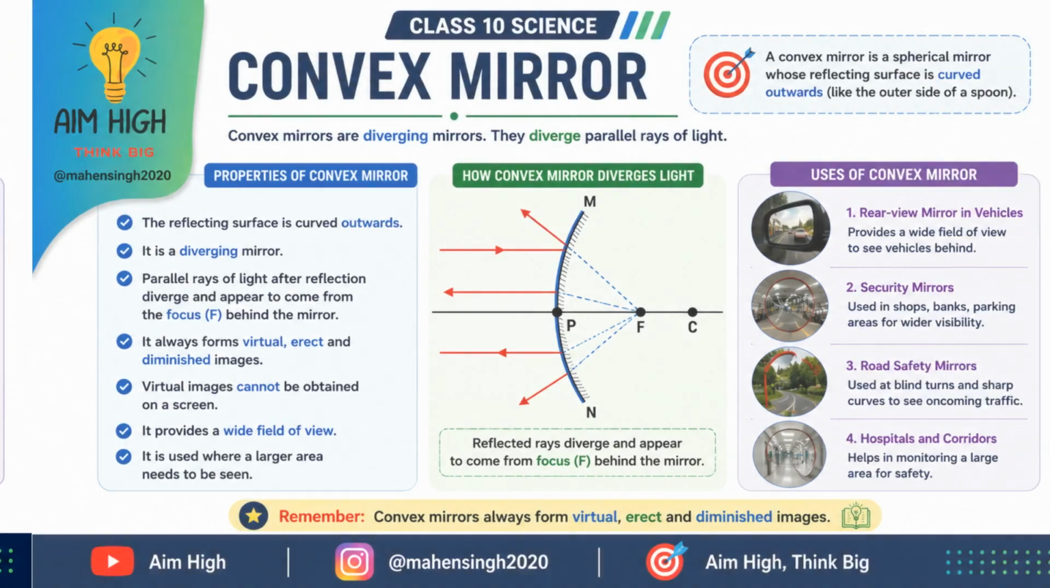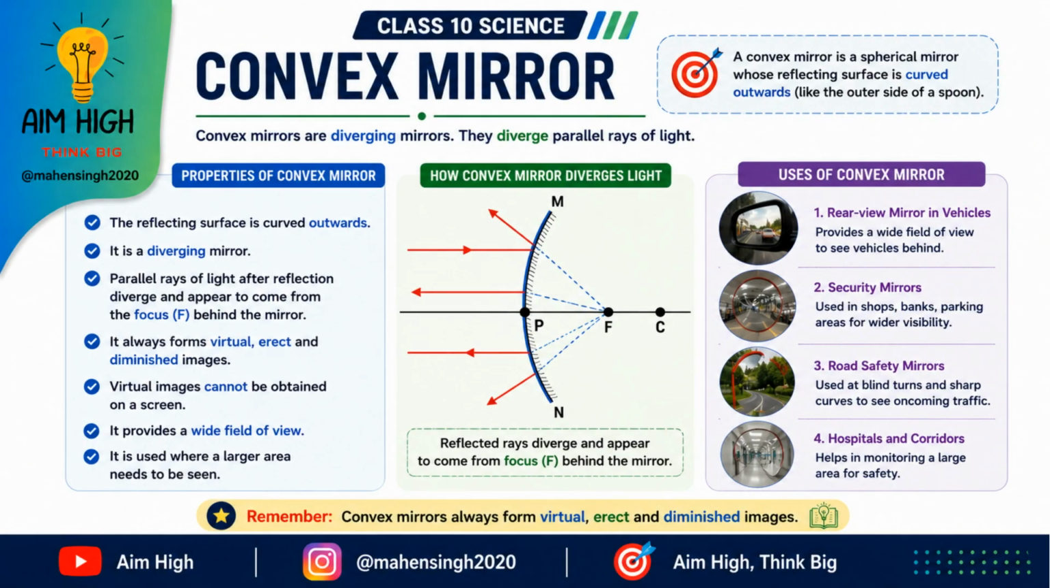Students, a convex mirror is a spherical mirror whose reflecting surface is curved outward. It is also known as a diverging mirror because it spreads the reflected rays outward. Unlike a concave mirror, a convex mirror always forms a virtual, erect, and diminished image, regardless of the position of the object. The image formed appears behind the mirror and cannot be obtained on a screen.